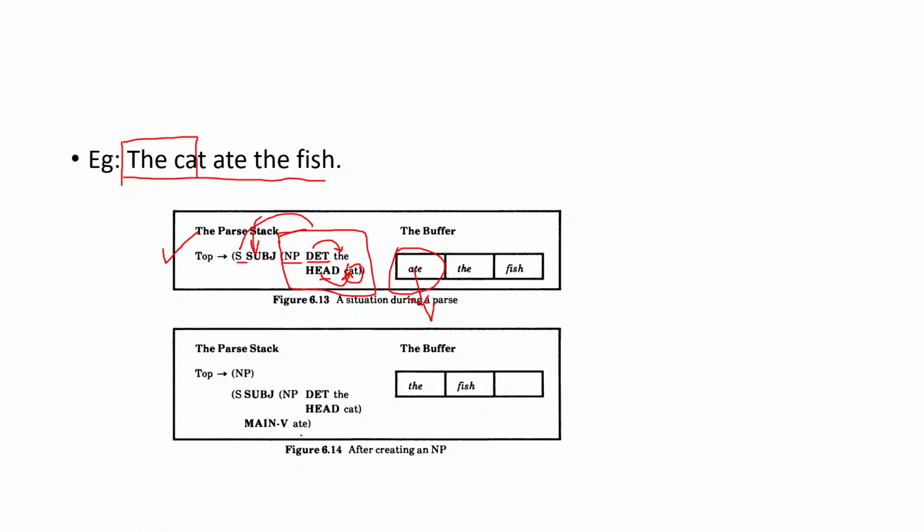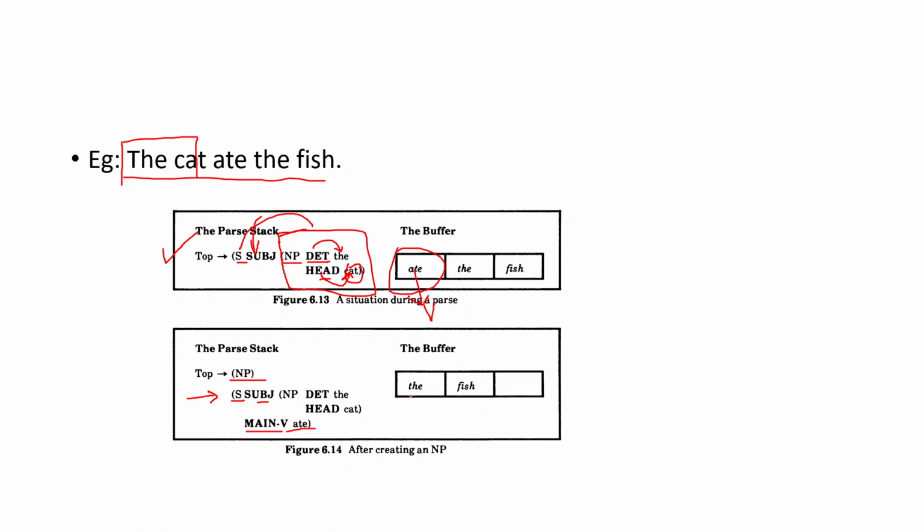And what is done here is, now the verb has been processed and it is attached to the main verb feature of the sentence. So subject is a feature, or a register, of the sentence. Similarly, main verb is also a feature of the sentence. So the main verb of the sentence is ate. That has been done. And now what is done? You have pushed another noun phrase onto the stack. So this noun phrase is the top of the stack. This constituent is below the top of the stack.